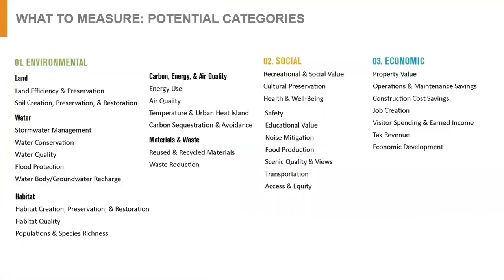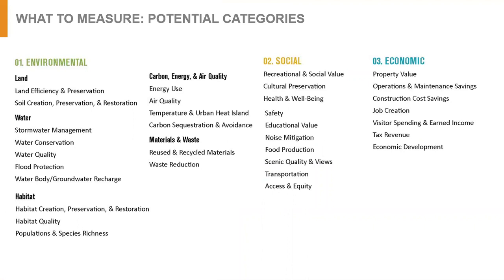So when we think about what to measure, this is one useful tool that LAF has, and it's this list of potential benefits or categories, potential things that you might want to investigate. This comes from our guidebook to evaluate performance that I'll talk about again later. But for the moment, we're just going to take a look at this list of wide-ranging benefits of sustainable design and identify those that would be most relevant for our Blue Hole project goals.